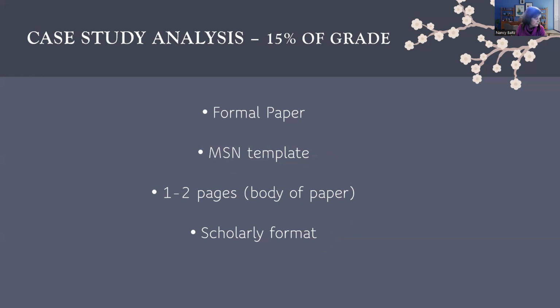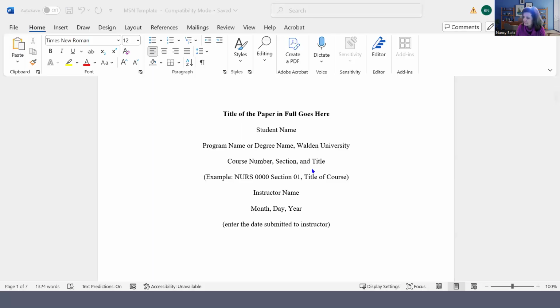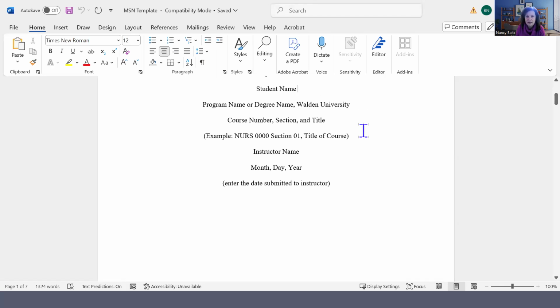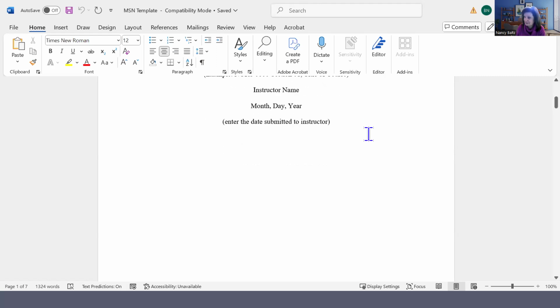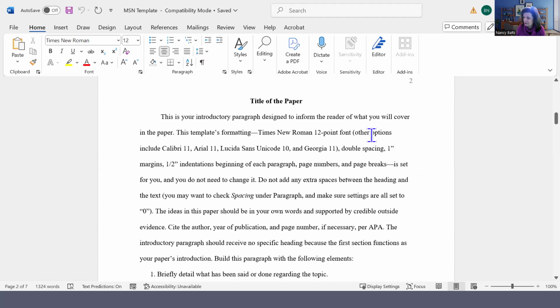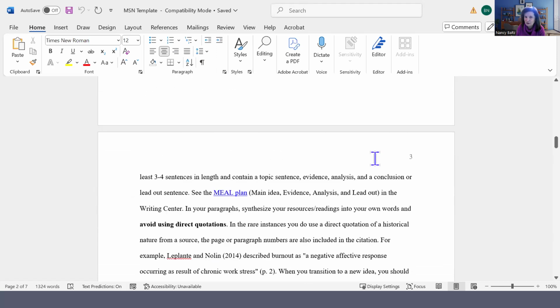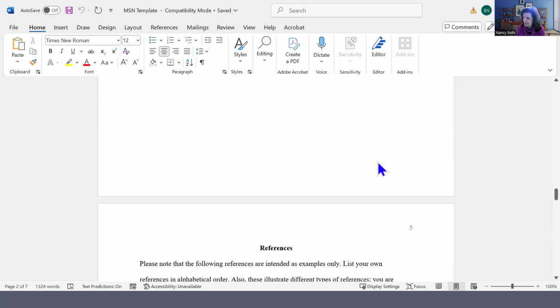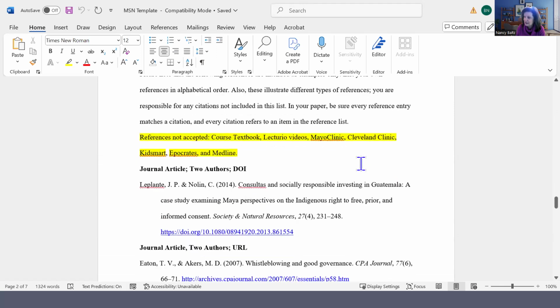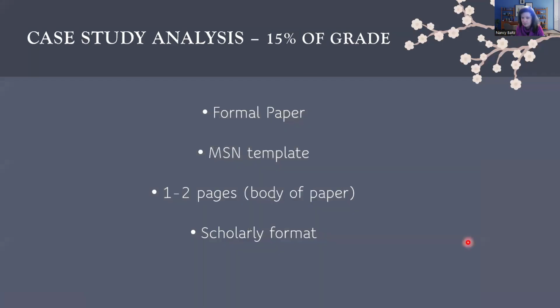So let me show this to you. Make sure that's showing up. It is. This is the MSN template that I'm talking about, and I have attached it to, I think, all the case studies to help you find it easier. But it has a lot of information in it, and it kind of spells things out. And then look here at the bottom, it even has how to format the references, and then on here, information about resources that are not acceptable. So I think that'll help you as well. Let me drop that down.